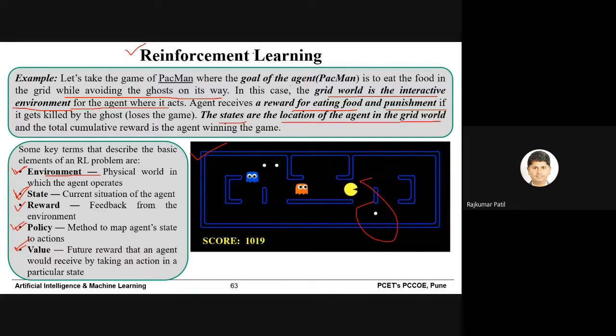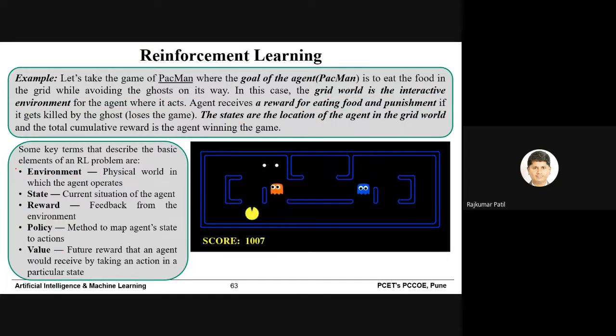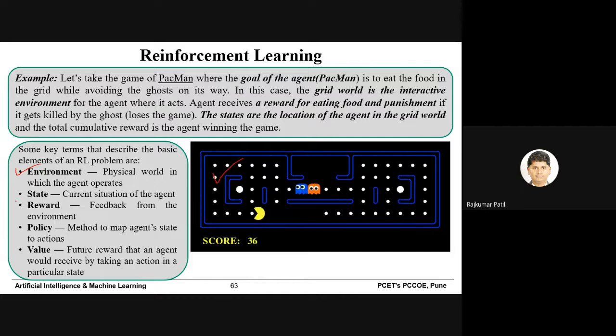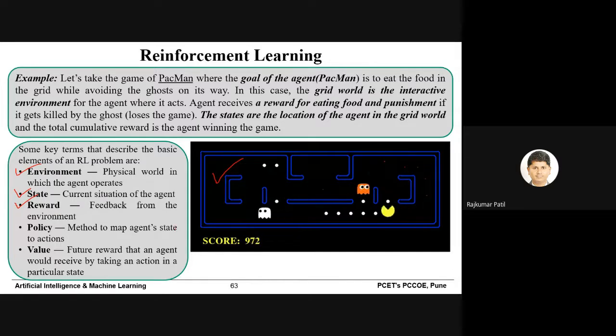So this is the simple example through which we will come to know what is environment. In this case, the grid is the environment. State means every position that the agent, or that Pac-Man, makes. Reward, when it eats food, that is a positive reward. When the ghost eats the Pac-Man, then it is a negative reward, and so on. And every time the Pac-Man should learn from the behavior of the ghost, and it should modify its path accordingly. So that is reinforcement learning.